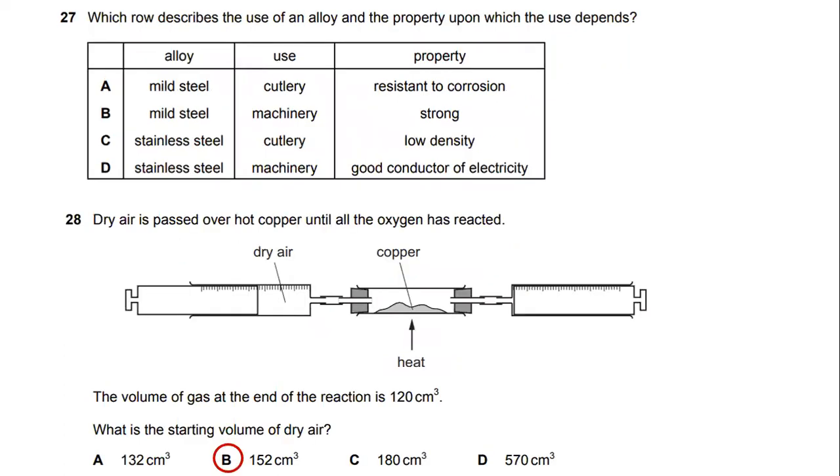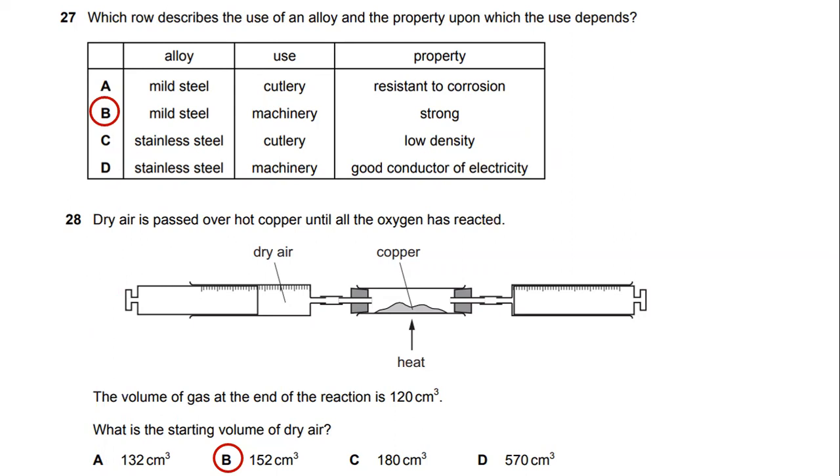Which row describes the use of an alloy and the property upon which the use depends? We have alloy, example is mild steel, and the use is for machinery, and the property of the mild steel is very strong.